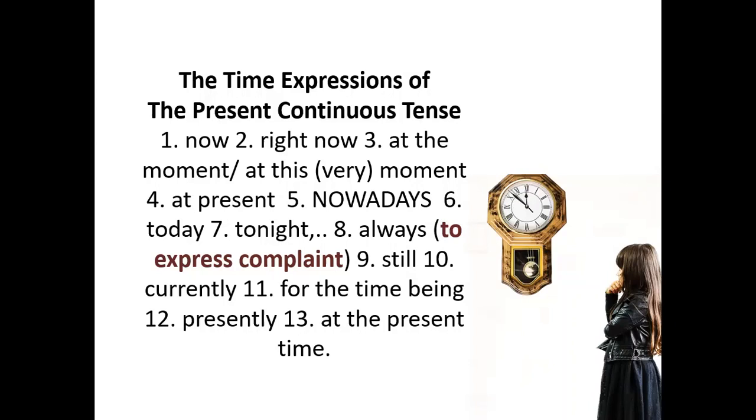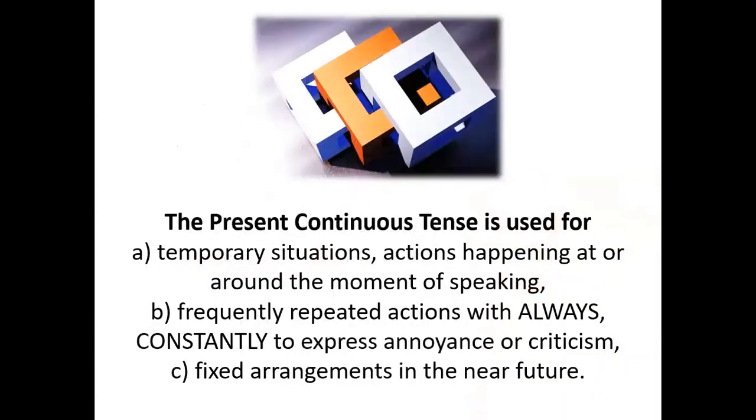Currently. Okay, for the time being, it is a beautiful expression. Now we are studying present continuous tense. Or we are studying present continuous tense for the time being. Presently is also beautiful. Presently, at the present time. Yes, now here, at present, there is no the, but at the present time, because of time. At the present time, I am drinking tea, for example. Okay, let's go ahead. The present continuous tense is used for A, B, C.